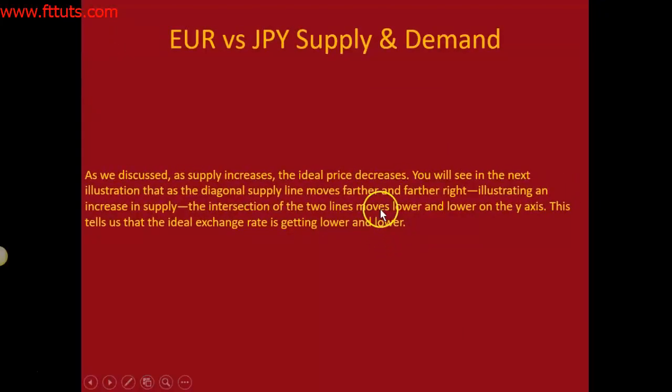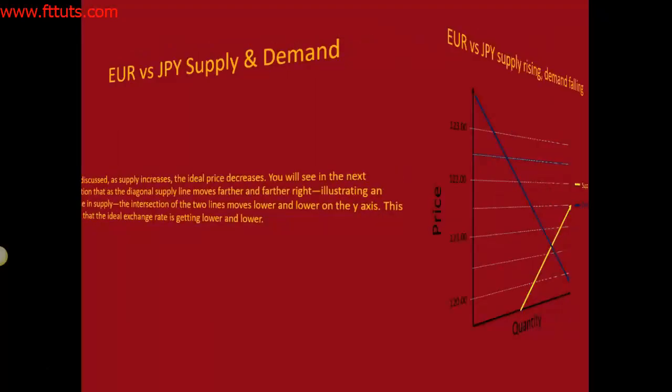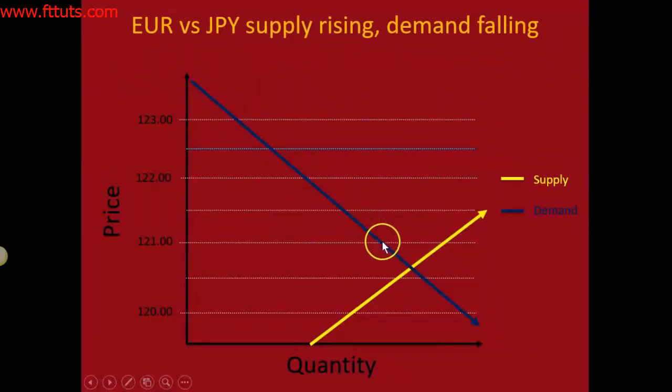So as we discussed, as supply increases, the ideal price decreases. You will see in the next illustration that as the diagonal supply line moves farther and farther to the right, illustrating an increase in supply, the intersection of the two lines moves lower and lower on the y-axis. This tells us that the ideal exchange rate is getting lower and lower. And you can see as they both move lower, the ideal exchange rate has changed from 121.5 to about 120.25.